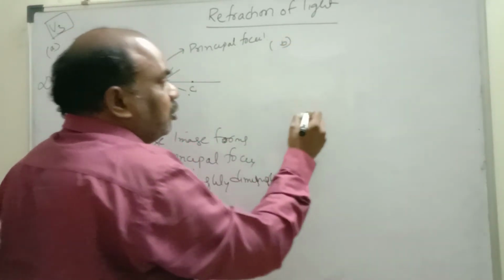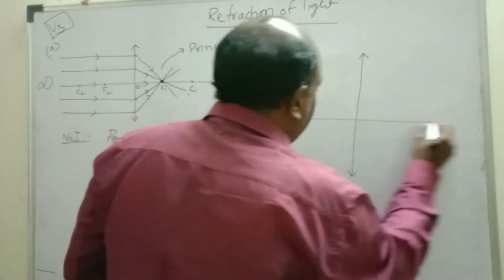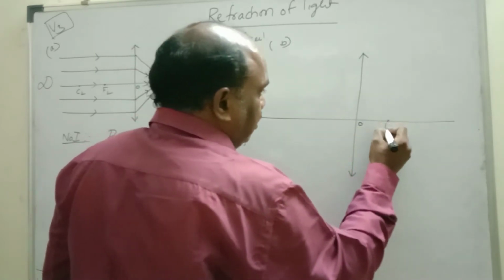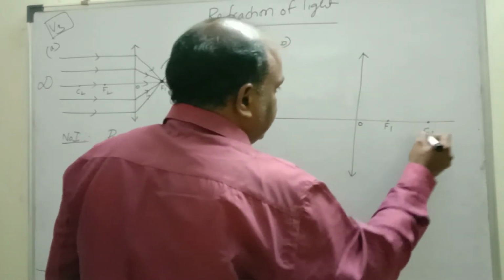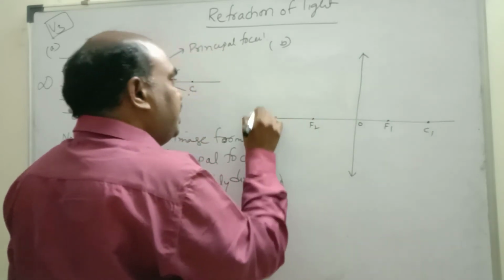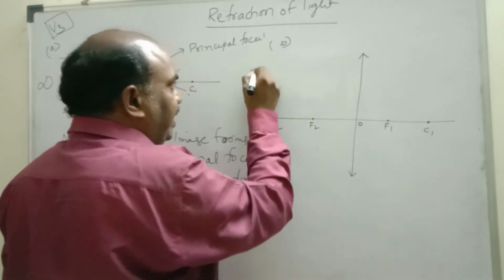Next, I am going to place the object, first at infinity, completed. Next, I am going to place the object beyond C. This is the optic center, F1, C1, F2, C2. Beyond C2, I placed the object. Object O, height of the object O dash.